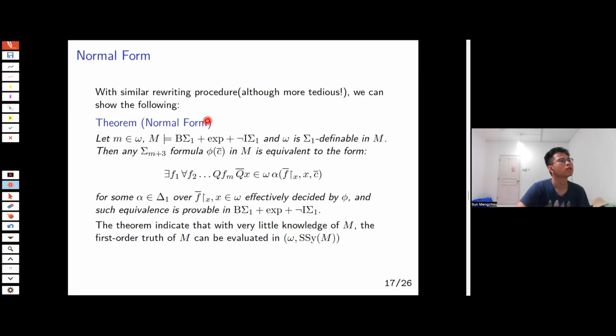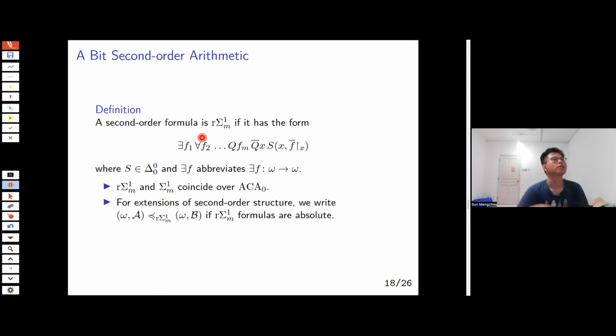Okay, so how does this normal form connect to the elementarity of general cofinal extensions? To do this, we need a little bit of definition in second order arithmetic. A formula is restricted sigma 1 M if it has this normal form: we have M alternating second order quantifiers, each meaning that there is a total function from omega to omega, and one first order quantifier, and this S we require to be delta 0,0. The restricted version and the normal version are proven by Cuny to coincide over ACA0. But because we are working in a fragment of arithmetic, our standard system generally just satisfies WKL0, and we do not get ACA0 in general. So we need this definition, and we write this to mean that these kinds of formulas are absolute between second order extensions.